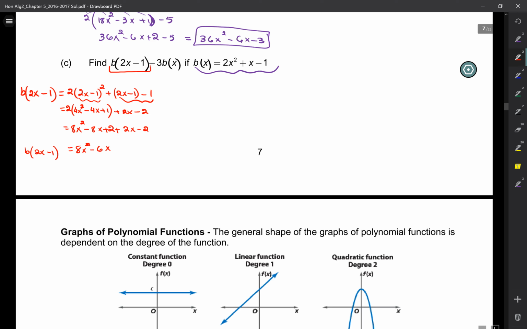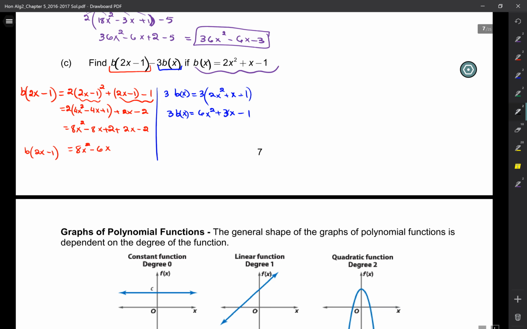Okay? Now, what else do I have here? I have a minus and then a 3bx. So now let's do the 3bx. So this is 3 times what? Right? Plus x plus minus 1. So 3bx is how much? Positive 6x squared. I'm leaving the negative out for a minute. Positive 6x squared plus x, 3x, minus 1.